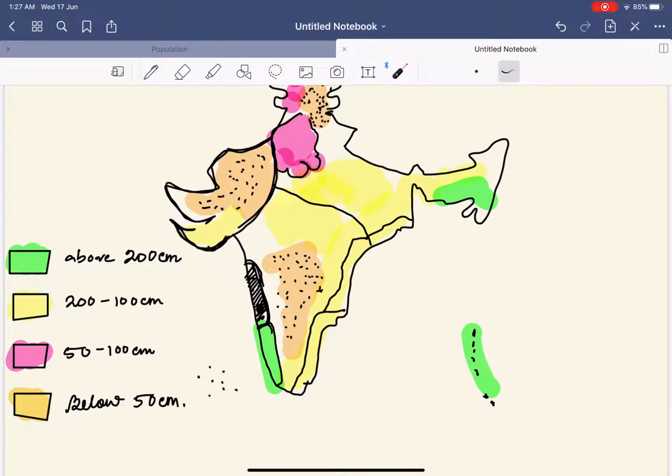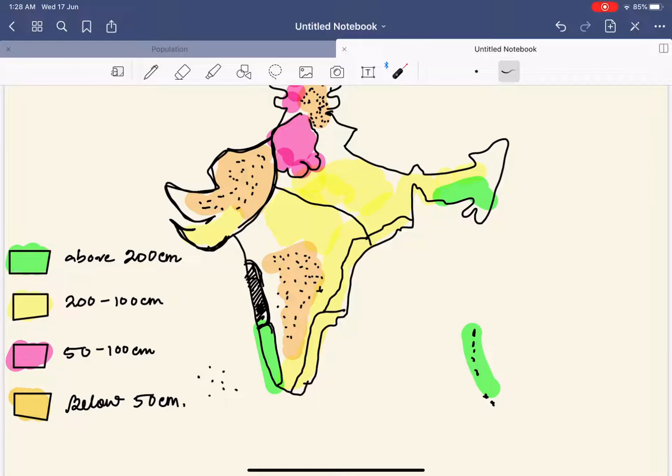See, in the special reference, first of all, we have regions which are receiving more than 200 centimeter of rainfall. Which are these regions? These are your Andaman Nicobar Islands, your Malabar coast, and your northeast India, or the southern northeast India. Now why are they receiving more than 200 centimeter of rainfall? Because of the impact of the southwest monsoon. This is number 1.